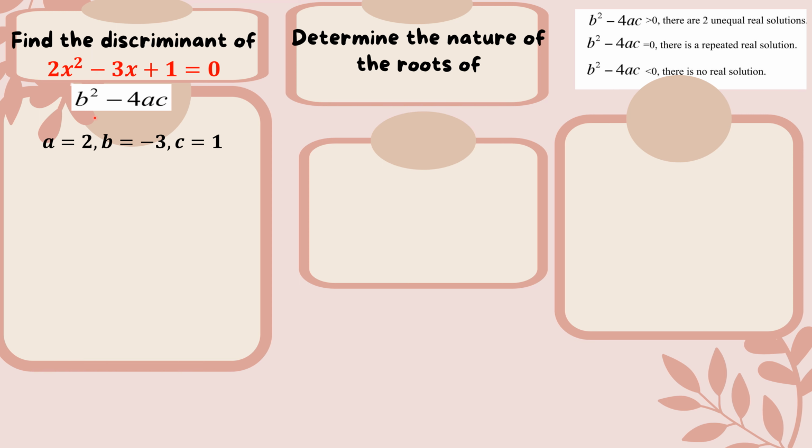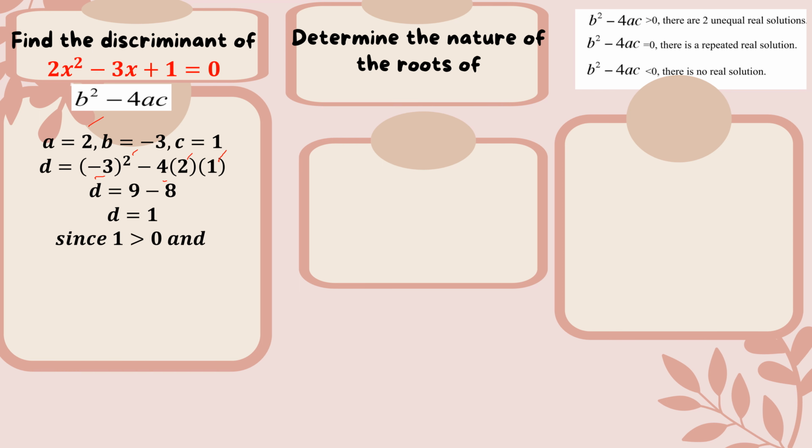Using the formula b squared minus 4ac, our b is negative 3, so negative 3 squared, minus 4 times our a, which is 2, and our c, which is 1. To simplify, we have 9 minus 8, and for that, our discriminant is equal to 1. And since 1 is greater than 0, as you have seen, if b squared minus 4ac is greater than 0, or positive, then there are two unequal real solutions.